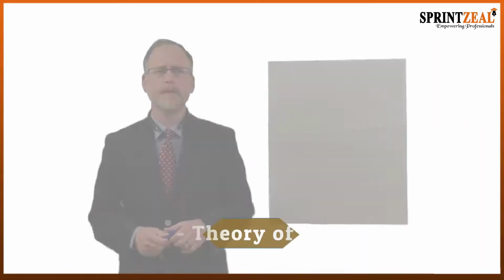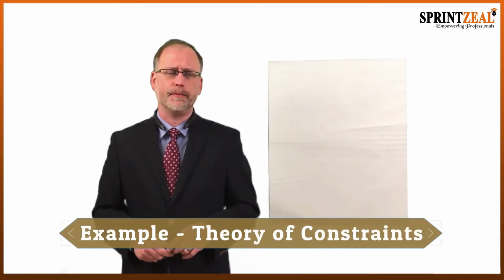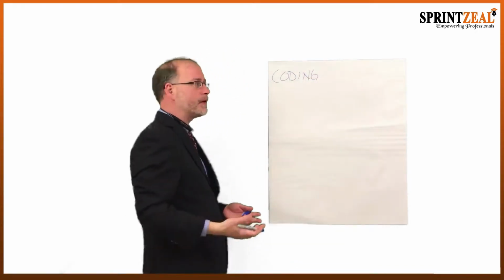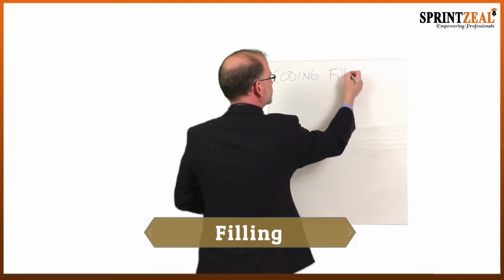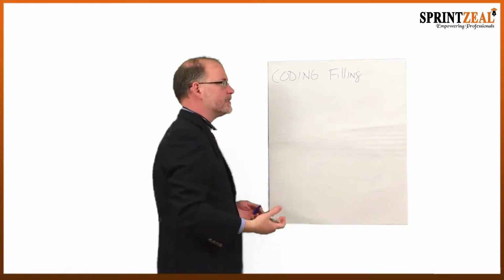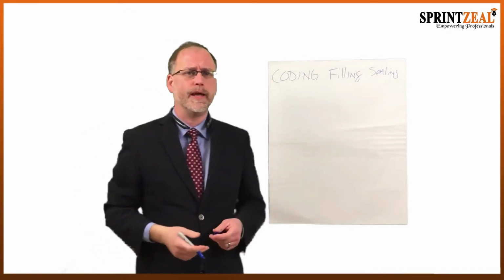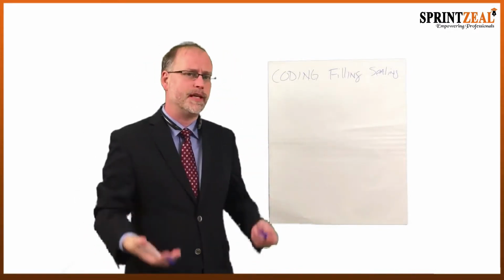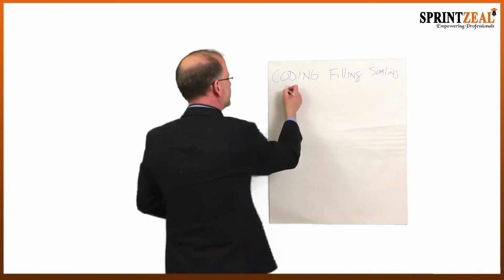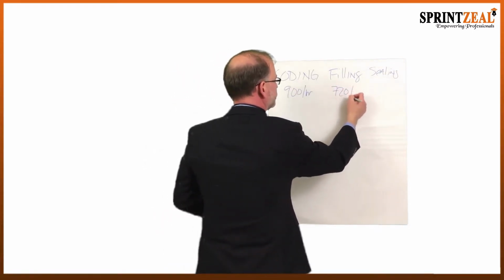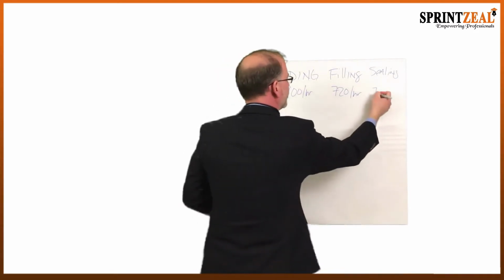Let's go through an example. So let's look at an example of theory of constraints. In this example, let's say that we're in a packaging process, and we have 3 sub-processes. The first sub-process is coding. The second sub-process is filling. And the third sub-process is sealing. Now the first thing that we have to do is know its production. Currently, coding is producing 900 units per hour, while filling is producing 720 units per hour. And sealing is producing 780 units per hour.